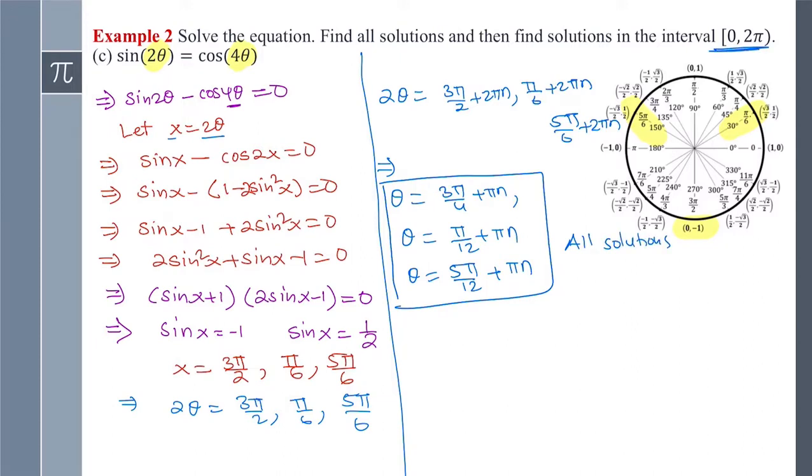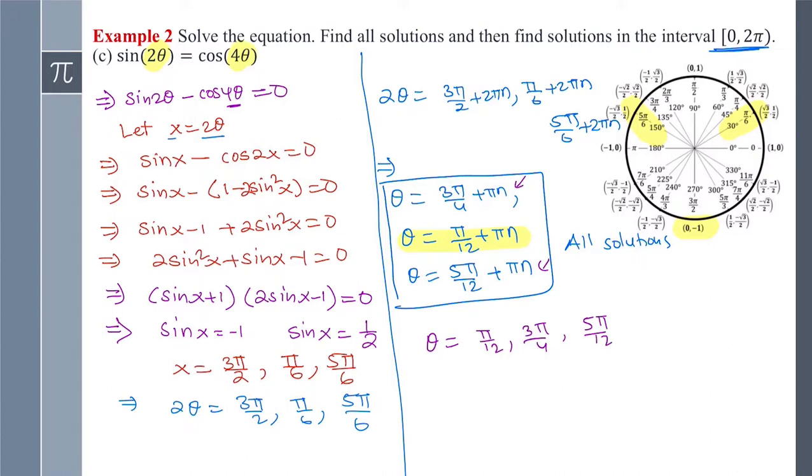Now to find the solutions in the interval 0 to 2 pi, we'll put n equals 0, 1, 2 and see what we get. For the smallest angle, we'll start with that one. If we take n equals 0, we get pi over 12. For the next one, 3 pi over 4, if we take n equals 0, we get 3 pi over 4. And for this one, if we take n equals 0, we get 5 pi over 12.